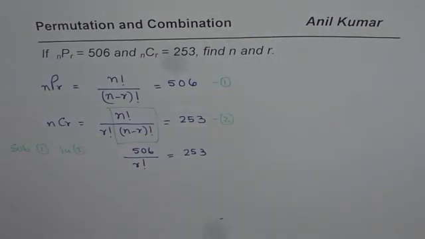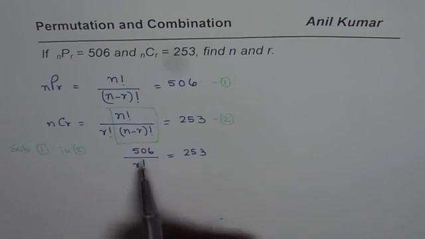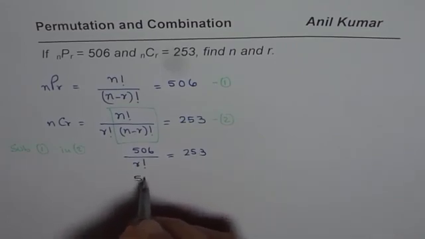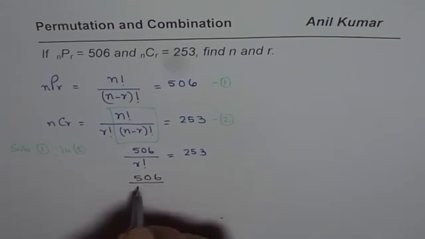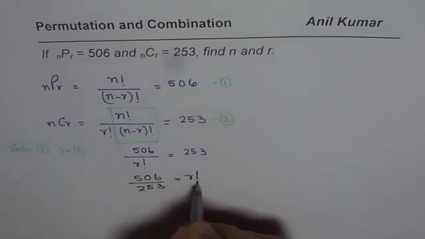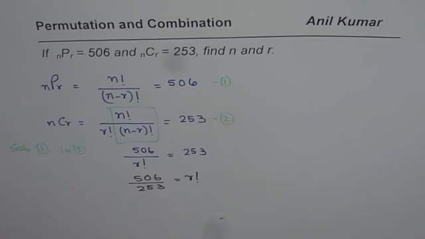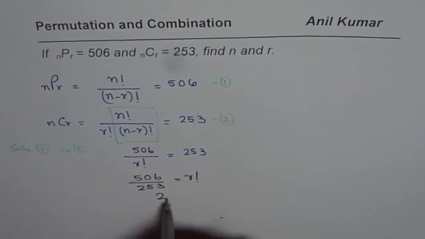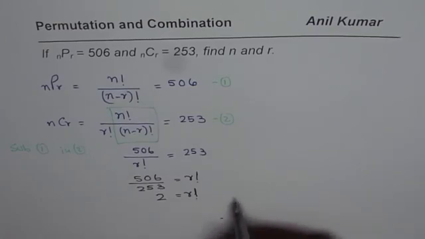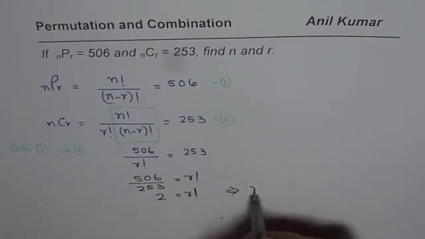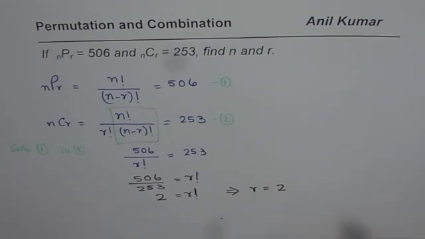Now we can solve and find the value of r. So if you cross multiply, you get 506 divided by 253 equals r factorial. And 506 divided by 253 is 2. So 2 is r factorial, and if 2 is r factorial, this implies that r is equal to 2, correct? So that is the answer for r. Now once you know what r is, you have to find what n is, right?